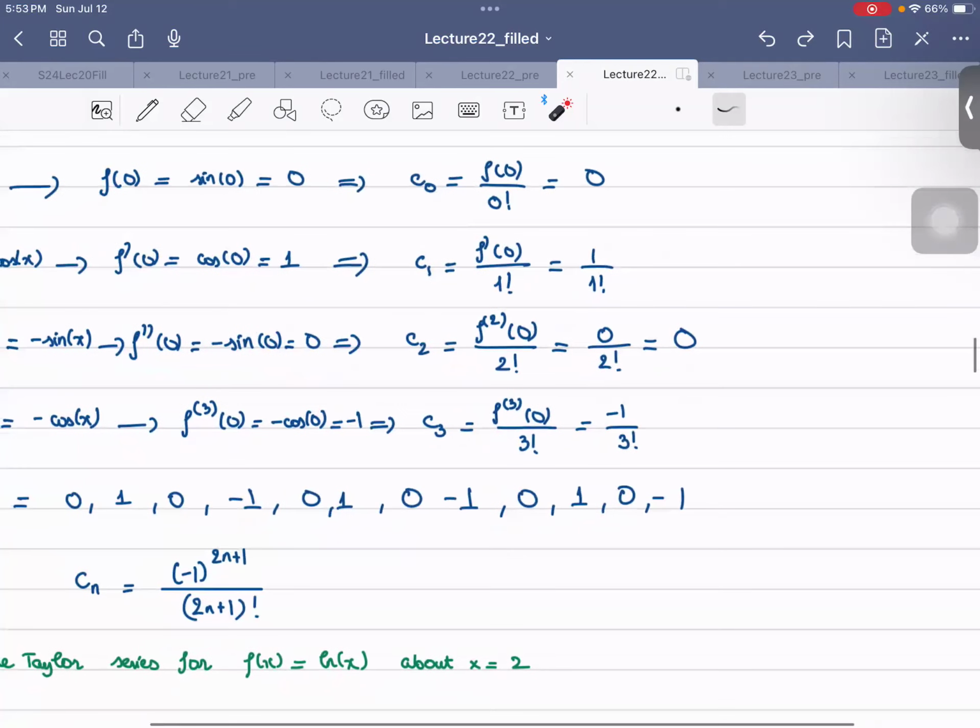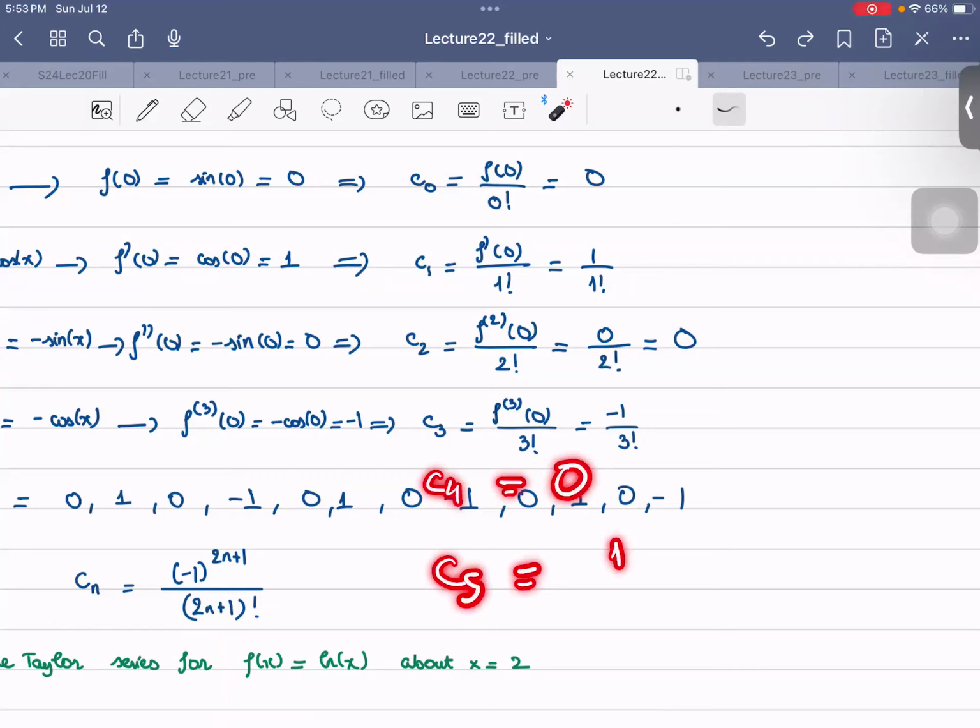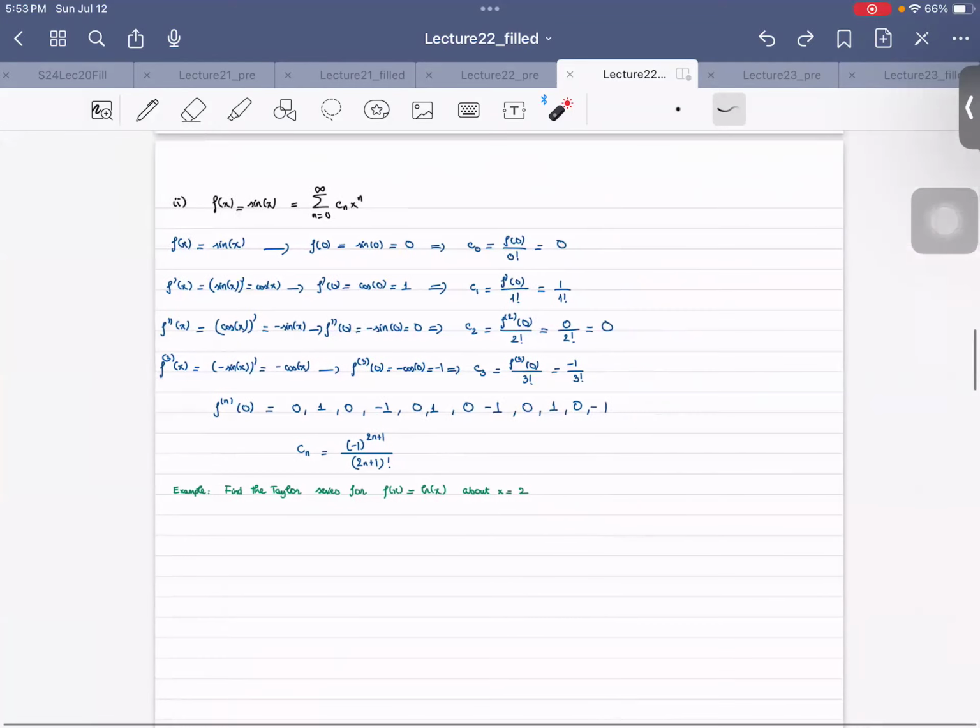Okay, so over here you can see that you just have 1 factorial, 3 factorial, and for C4 it will be 0. For C5 you will have 1 divided by 5 factorial. Okay, so I just have the factorial for the odd number. That's why I have 2m plus 1 factorial, and I don't care about the even term. I just care about the odd terms.